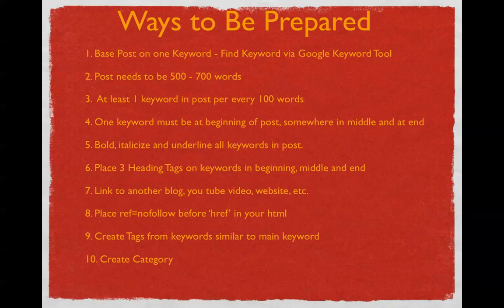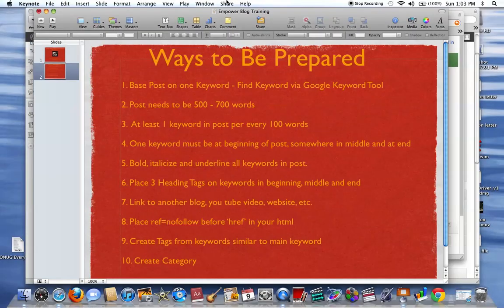We need to link to another blog, YouTube video, website, etc. if possible. We need to place a rel equals nofollow before hrefs in our HTML. We need to create tags from keywords similar to the main keyword, and we need to create a category. To some of you, that's not going to make much sense, but I'm going to explain all of it right now. So here we go.